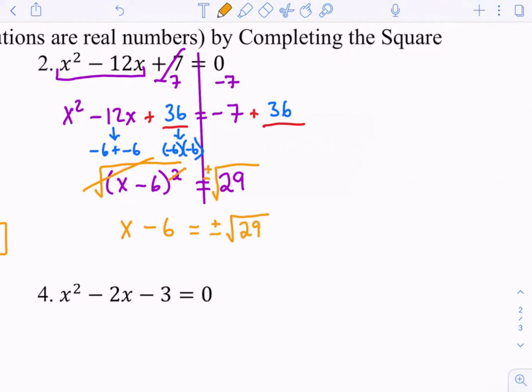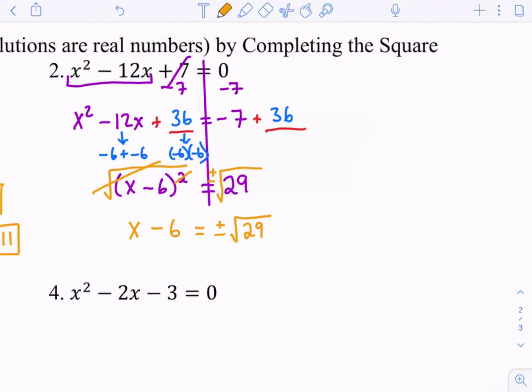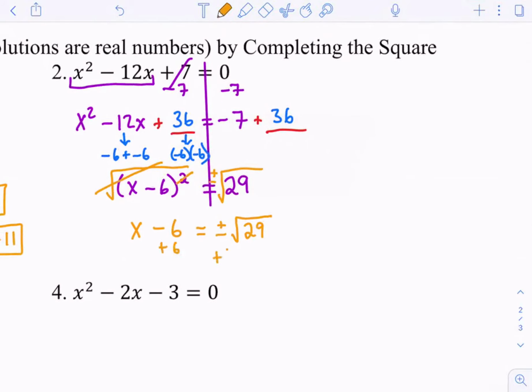Okay? Now you could always ask yourself, can I simplify it? You probably can or cannot. Sometimes you can, sometimes you can't. In this case, we actually can't simplify the 29, so it stays as the square root of 29, but sometimes you can. But for now, let's just focus on the work. So now my last step is I have to add 6.